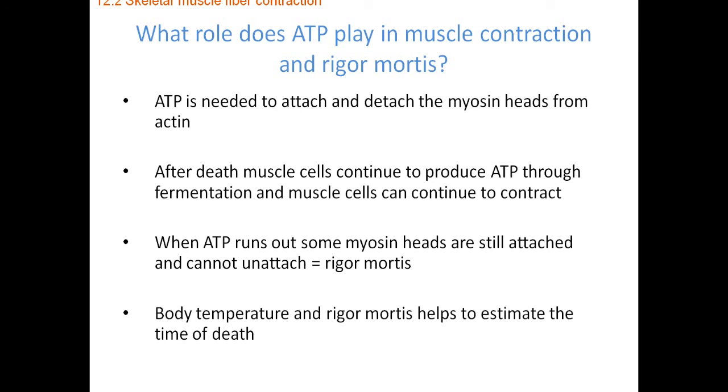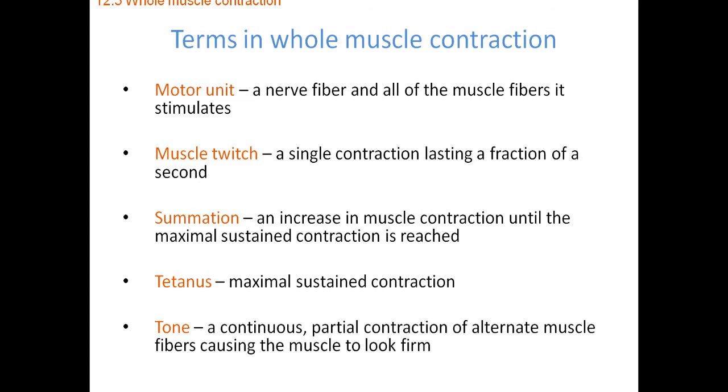After we die, the muscle cells will continue to produce ATP and the muscles will continue to contract. But when we run out of ATP, some myosin heads are stuck in there, and there's no ATP for them to get loose, and that's called rigor mortis. Rigor mortis is when the body is stiff. There's still enough ATP in there to keep everything attached. So body temperature and the extent of rigor mortis is how, like on CSI, a forensic investigator will calculate the time of death.